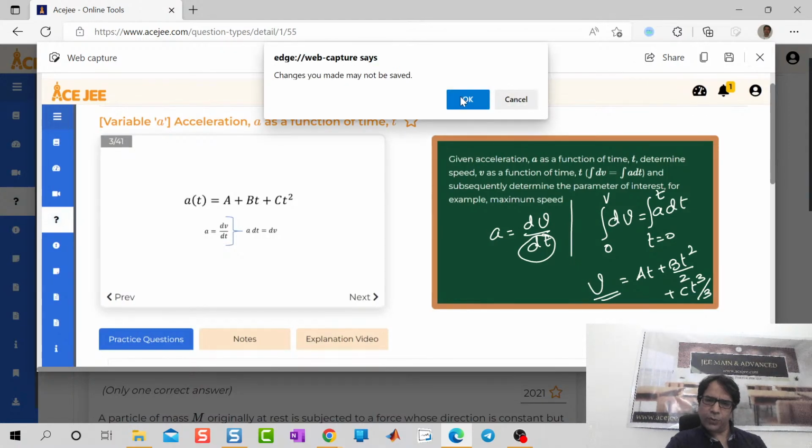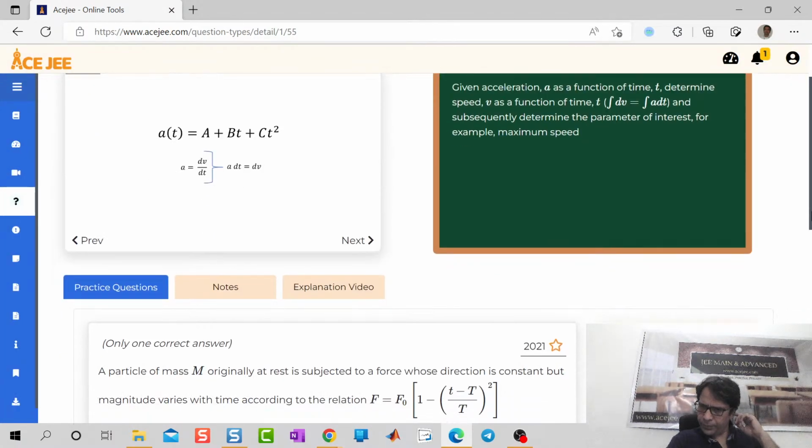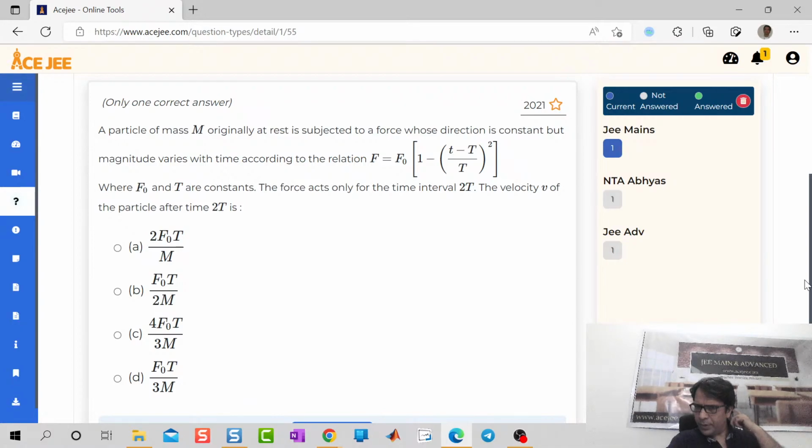Okay, let's move on. Let's go ahead and attempt this question. It's a JEE Main 2021 question, fairly recent. Let's take a stab at it.